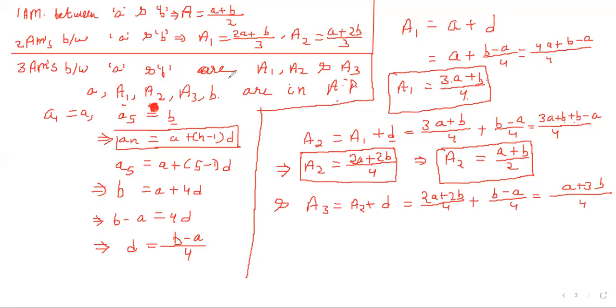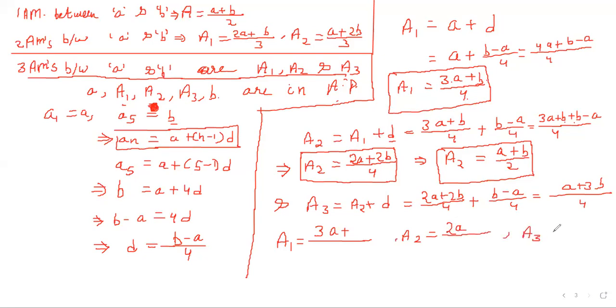3 AMs between two numbers A and B can be written as A1 equals to, it's a very interesting pattern. First 3A, second 2A, and third is A. Means coefficient of A is decreasing 1 by 1. And at the same time, coefficient of B starts from 1, then 2, then 3B. Denominator remains the same, 4. So A1 is (3A plus B) upon 4, A2 is (2A plus 2B) upon 4, A3 is (A plus 3B) upon 4.